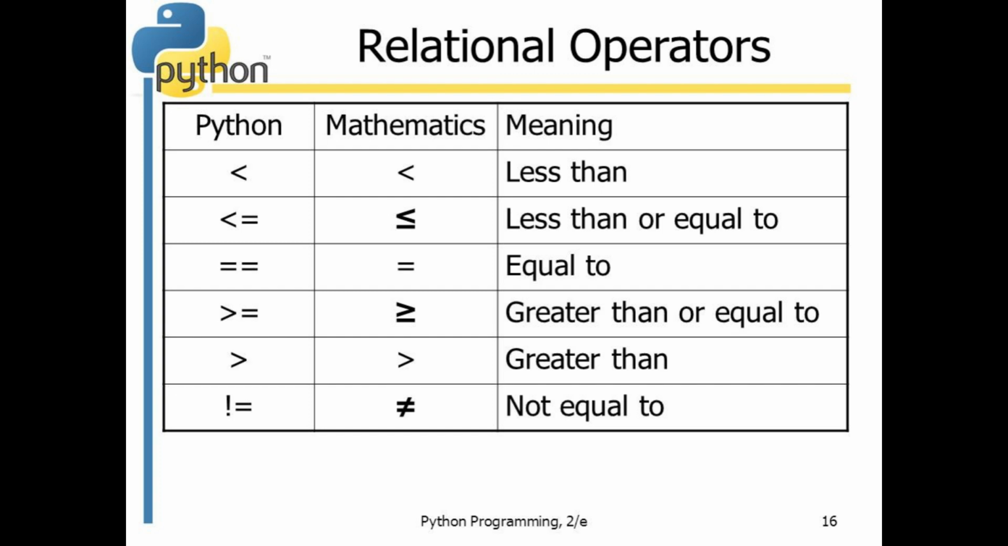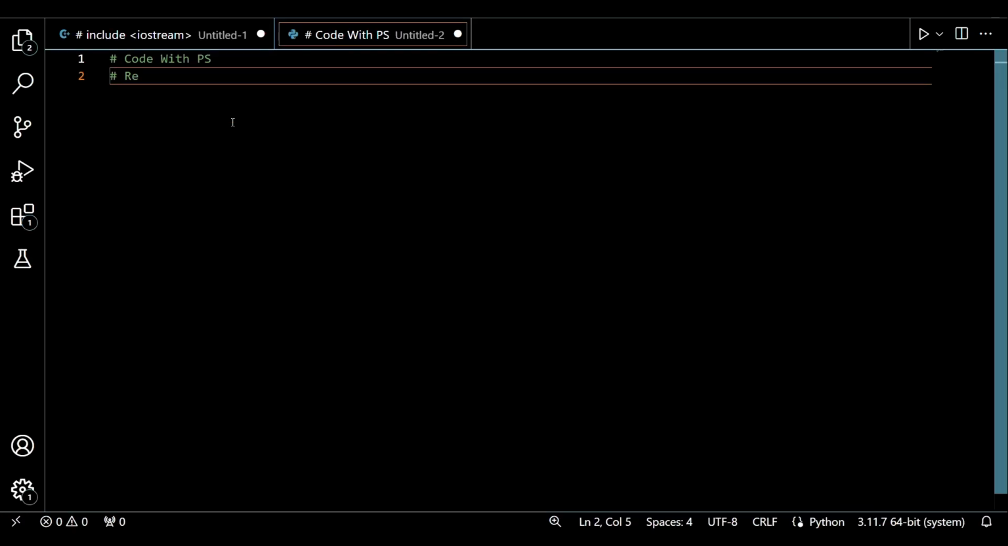Less than and greater than symbols mean the same in Python as well, while the less than symbol with an equal sign indicates less than or equal to, and the greater than symbol with an equal sign indicates greater than or equal to. Further, double equals sign means equal to and exclamation symbol with equals indicates not equal to. Now, let's see an example where we will use all these relational operators.